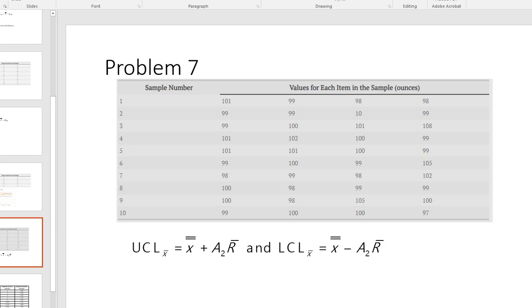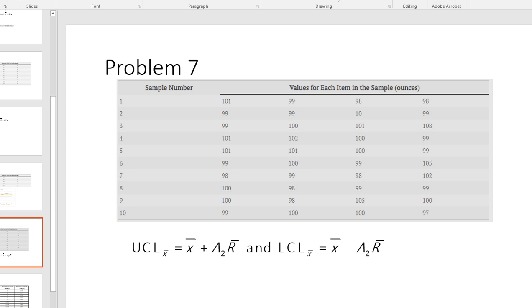So I changed the table, because the table I used before was for problem 6, not for problem 7. So I uploaded the correct tables over there. So for the range, we need to use the largest number minus the smallest number, right? For sample 1, the largest number is 101 minus the smallest number, which is 98. Then we obtain 3. And we can use the same way to calculate the range for the following 9 samples.